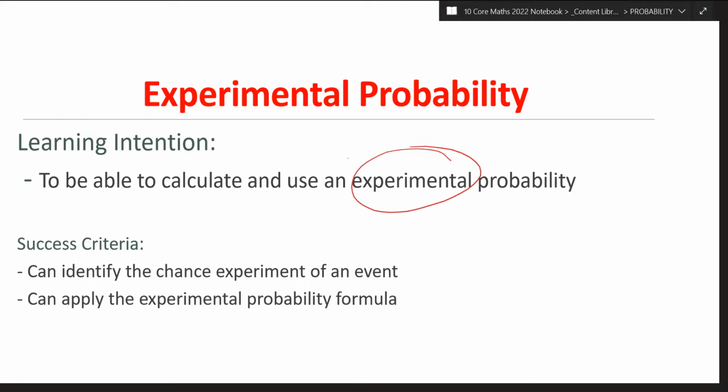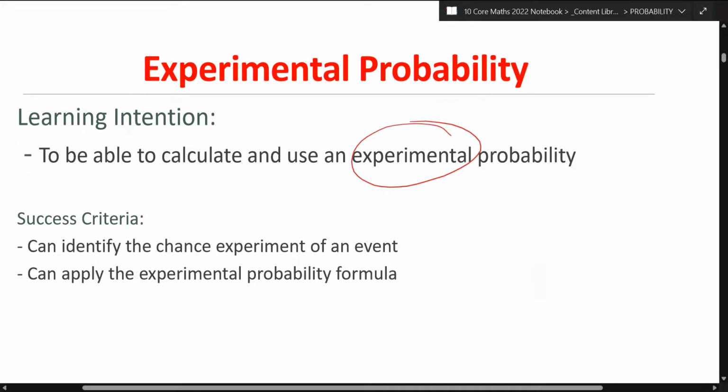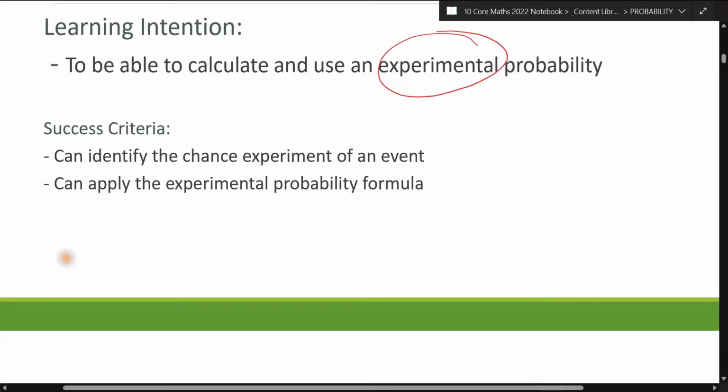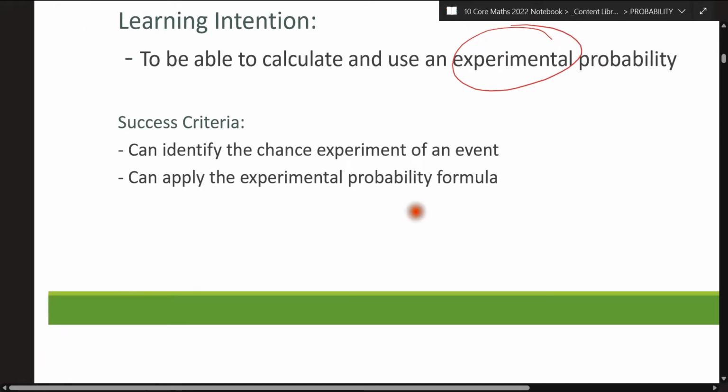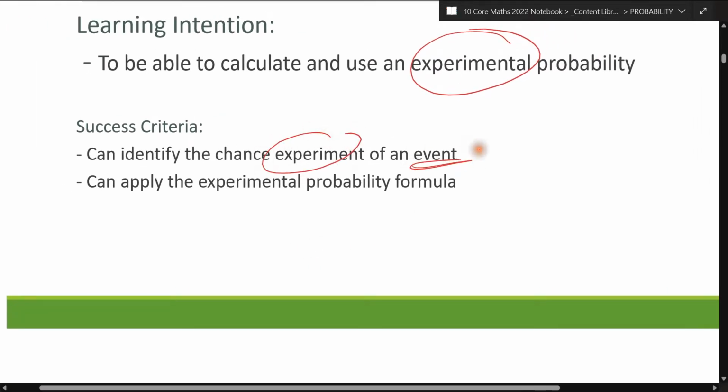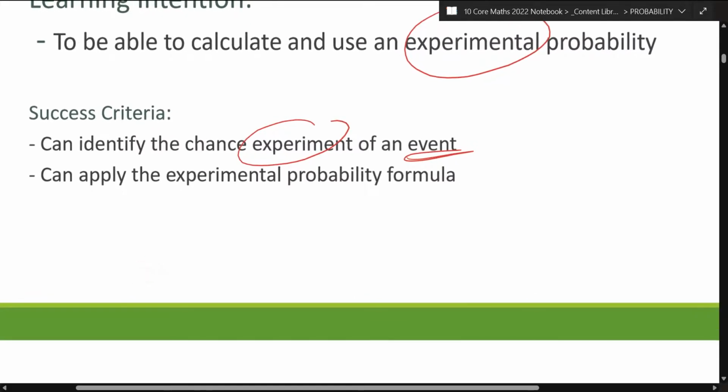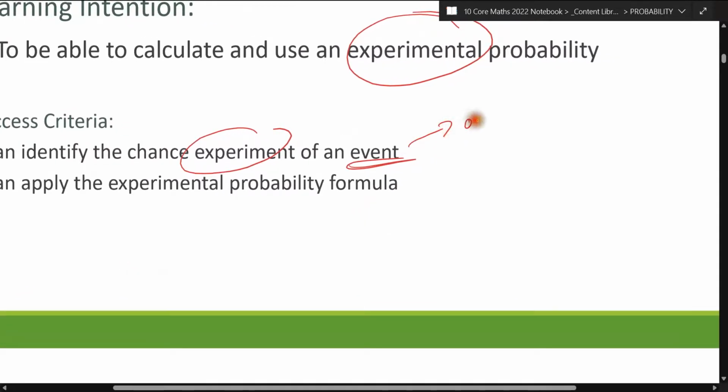Anyone doing psych here as a subject? Anyone know there was a really famous psychology experiment where they put a bunch of people in a pretend prison? There's a movie that was made about it, it's quite scary. But it was experimental, just to see what is the probability of people doing certain behaviors based on the roles they've been given. Based on what we're going to be learning for this part, hopefully you'll be able to identify what's the chance experiment and what is the event, meaning what's the outcome that's going to occur. So event can refer to outcome.